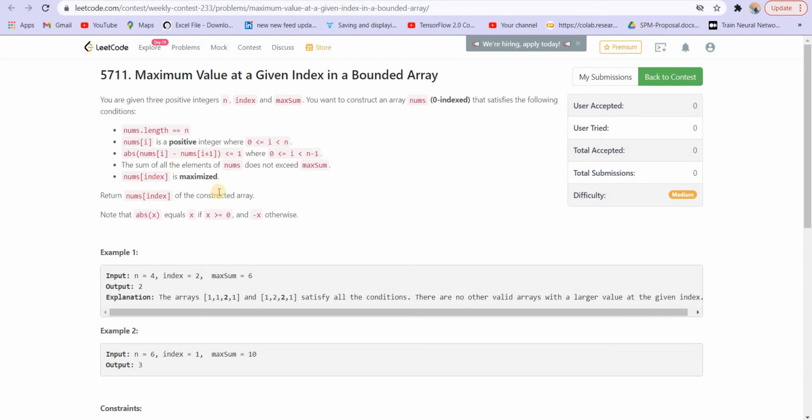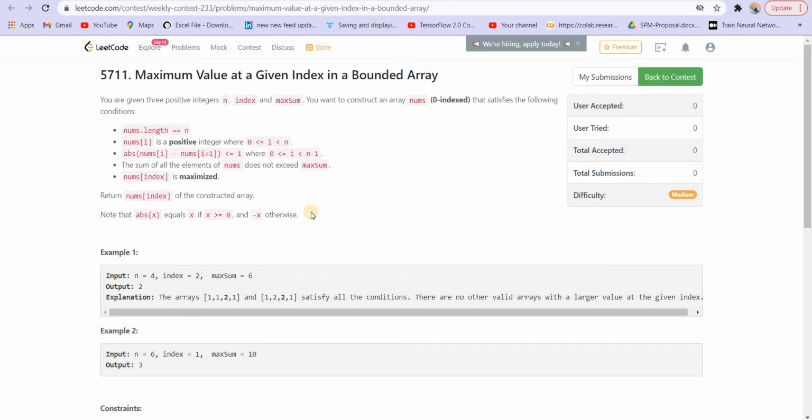You are given 3 positive integers, n, index and maxSum. You want to construct an array nums. We are given n, we are given index, we are given a sum. We need to construct nums, 0 indexed, that satisfies the following conditions. The size of nums should be equal to n. nums[i] is a positive integer between 0 and n. The absolute difference between these two is smaller than or equal to 1.